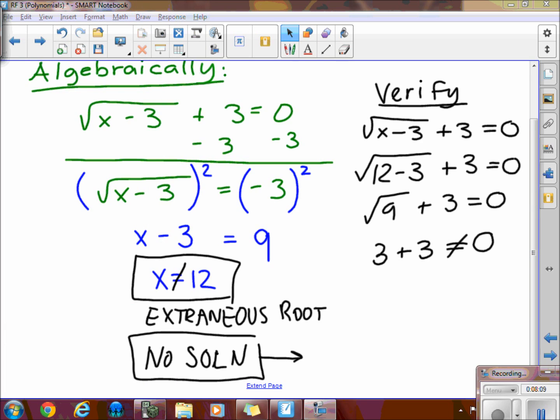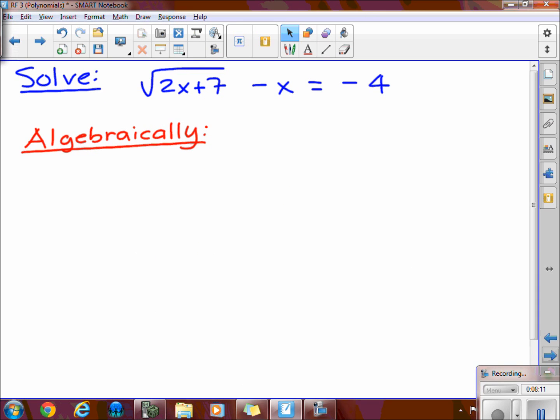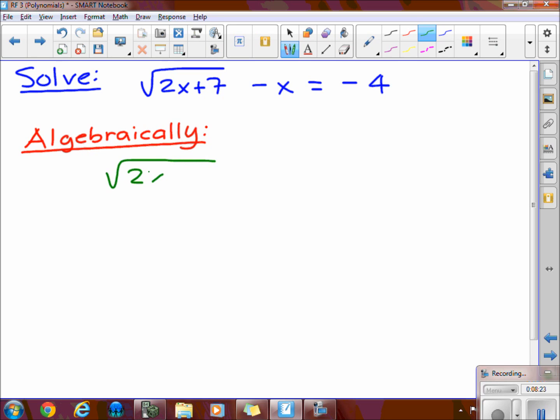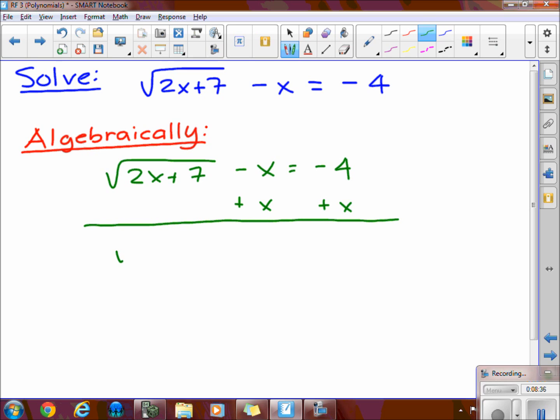So we're going to move on to a little bit more complex equation now. In this equation, we have the root of 2x plus 7 minus x equals negative 4. So we're going to start by isolating that radical again. Rewrite the original equation to show our work. To isolate the radical, we're going to add x to both sides. So now on the left-hand side, we simply have the root of 2x plus 7, and this should equal x minus 4.